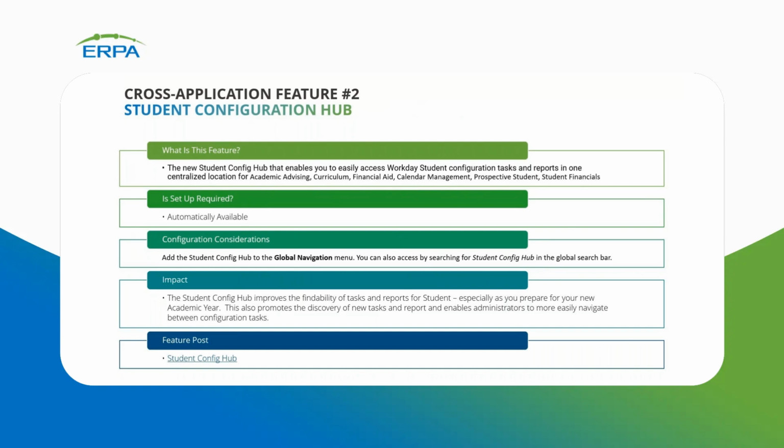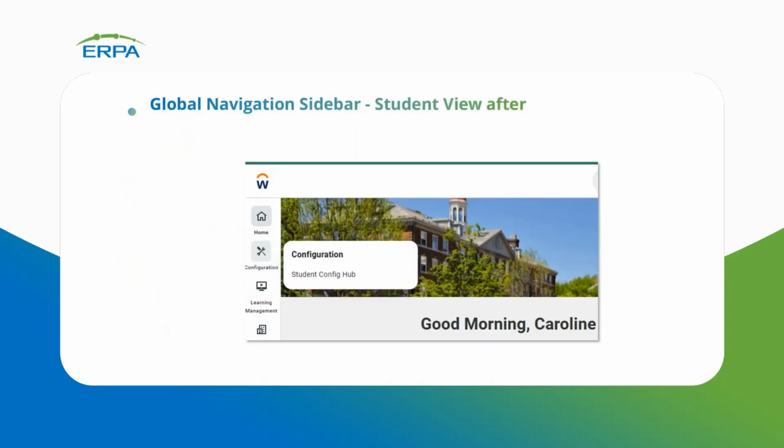Well, now Workday makes that a little bit simpler with the student configuration hub. All of the student areas are included in this. So it is a centralized location for all of those tasks which you need to configure on an annual or academic period by period basis. It is automatically available to you. I turned it on in our tenant, and I'm going to show you a picture here in a second. I turned it on for the global navigation menu. So that other feature that we just covered, the global navigation sidebar, now also has the student configuration hub available to you. So let's go into the next screen and have a look at it.